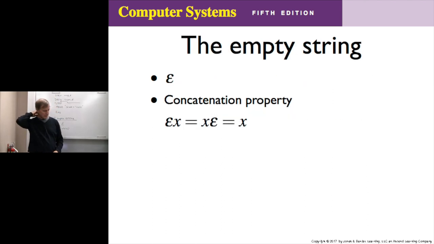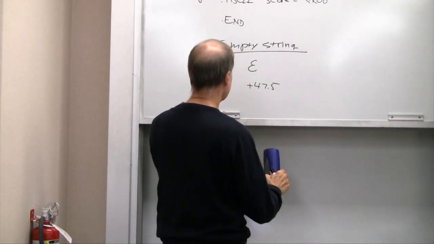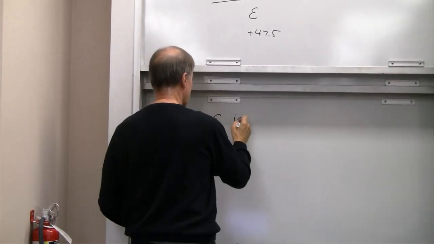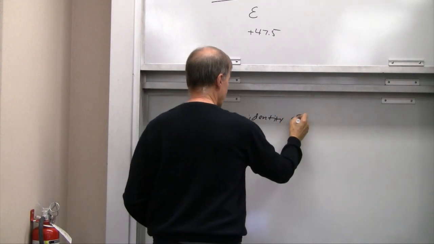And here, as we mentioned a minute ago, the empty string is this Greek letter lowercase epsilon, and the concatenation property is that if you have the empty string concatenated with x, that's the same thing as x concatenated with the empty string, and that's the same thing as just what? x. So that means that the empty string is the what element? Identity. The empty string is the identity of concatenation.